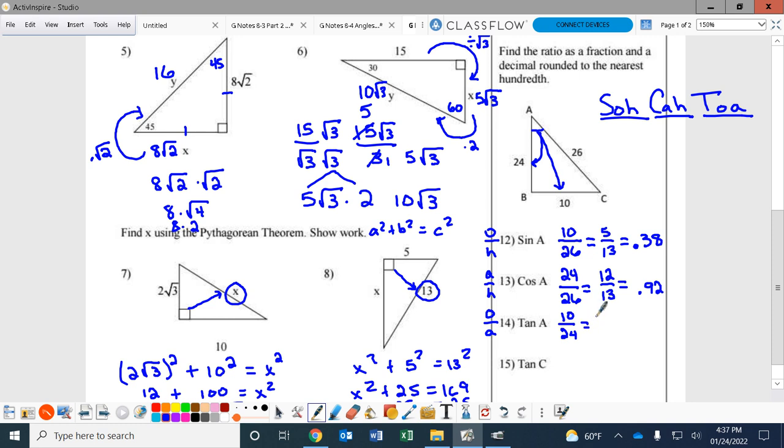10 over 24 is going to reduce down to 5 over 12. And then when you turn that into a decimal, again, second, and then the little arrow at the bottom, is going to make it 0.42 when you round it off.